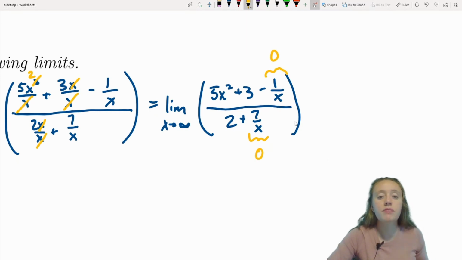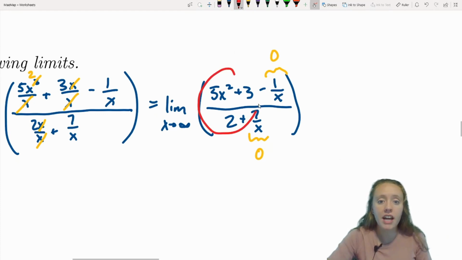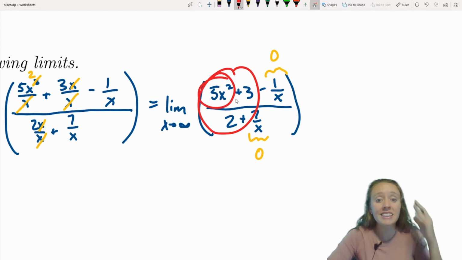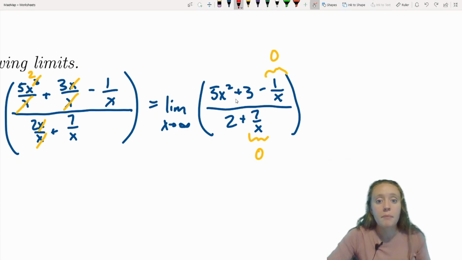So I have 5x squared plus 3 minus 1 over x, all over 2 plus 7 over x, where my 1 over x and my 7 over x are both going towards 0. If I'm just looking at what I have left, I have a constant in my denominator, and in this numerator, my numerator is going to continue to get larger because that has a degree of x squared. As x goes towards infinity, my numerator is continuing to get larger.